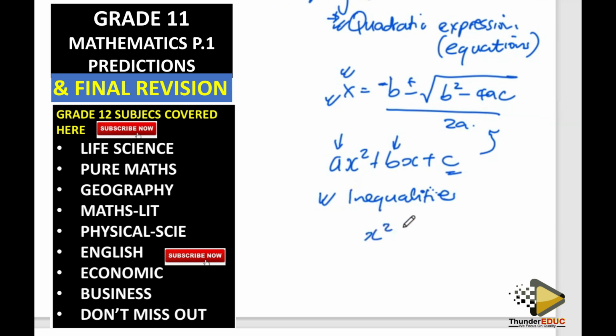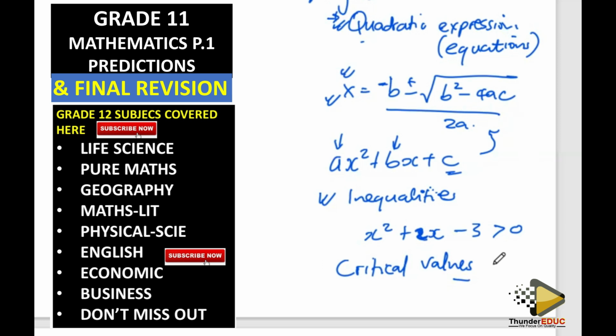Let's say x squared plus 2x minus 3 is greater than 0. Okay. So in this case, you still follow the same procedure as though you were solving a quadratic equation. Then get your answers, which are now going to be called the critical values. Okay, and now these critical values need to be represented using the inequality format.